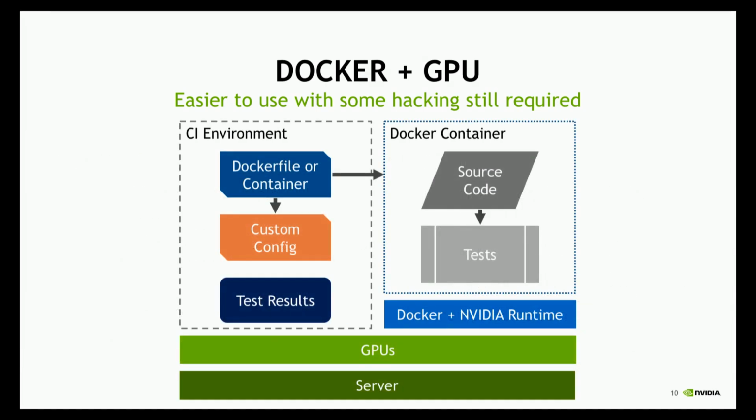So how does this compare to what we were looking at before? Now we have the server with the GPUs, and off to the side is the Docker with the NVIDIA runtime, where the Docker file or the container that we're starting with in CI starts from there, then kicks off this custom config that knows how to run Docker with the NVIDIA runtime plus all of the other configurations that you want to use. Source code goes in and gives us the results back with the testing that we have. Test results come out of the container to the CI environment, and then again, we get that thumbs up or thumbs down.